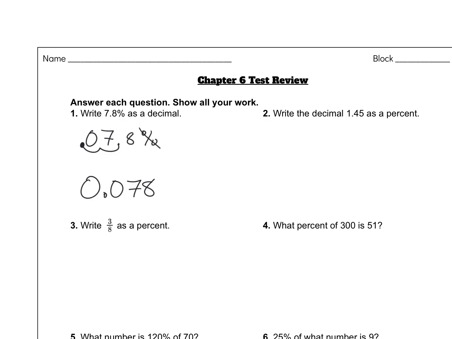For number 2, I'm going to write 1.45 as a percent. So I'm going to take my decimal, and I'm going to move it twice right, and say that this is 145%.